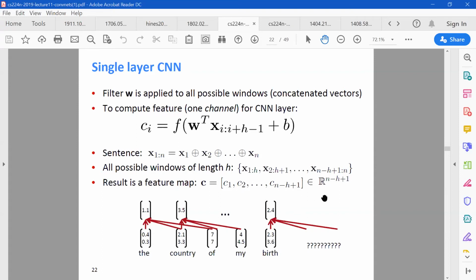Let's see if we can make sense out of this. N is the number of words. H is the length of the filter. So if you have no padding, then this is the number of features that you get out of doing your convolution, and that goes back to n minus h plus 1. In our example we had 7 words, and h was 3, and with no padding we ended up with a feature vector of length 5. 7 minus 3 plus 1.